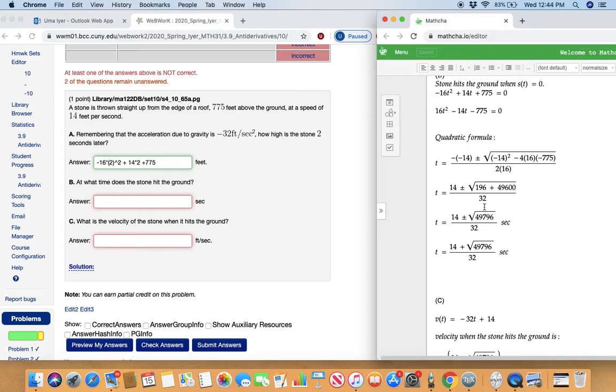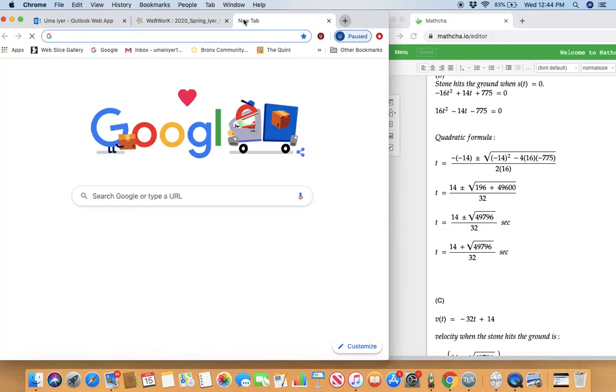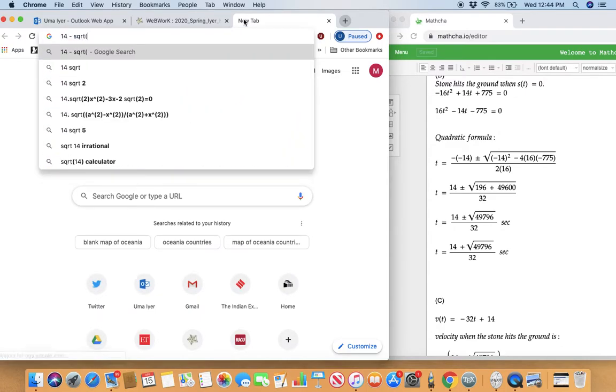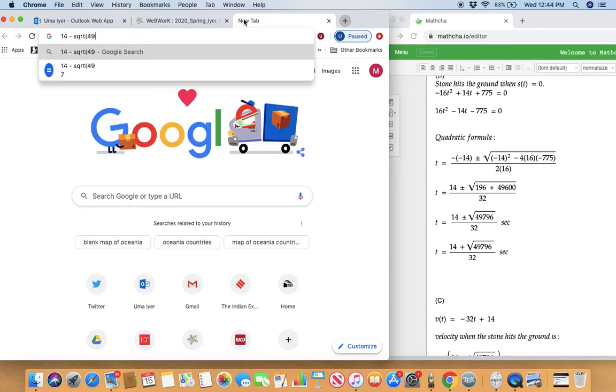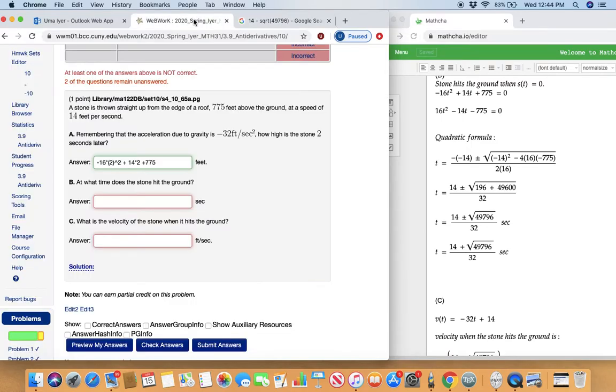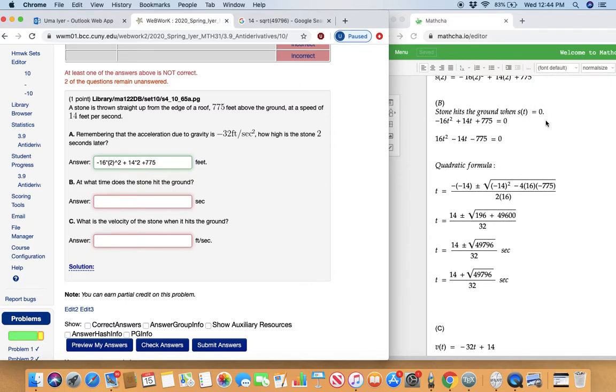Why did I choose the positive? What happens if I have negative here? Let's see. 14 minus square root of 49796. Okay, what happens to that number is it's a negative. Time cannot be negative. That is why I only choose the positive. All right, so that is the time my stone hits the ground, because S of t is 0.